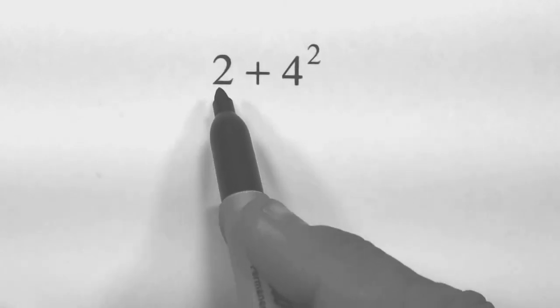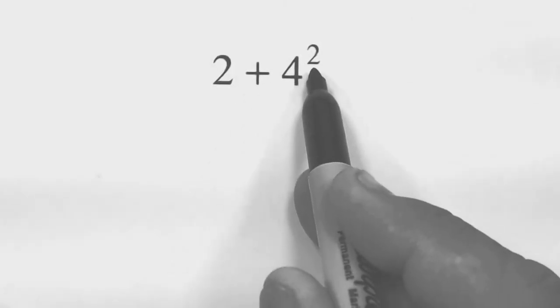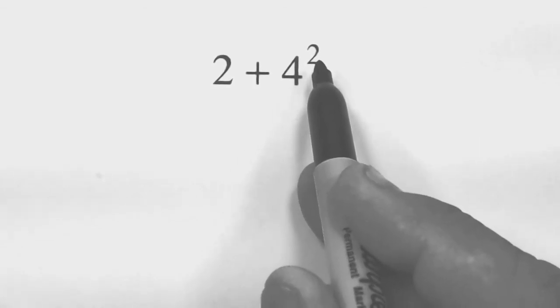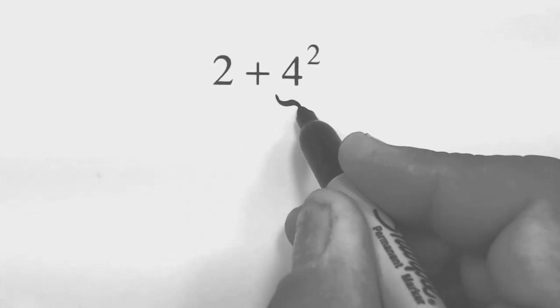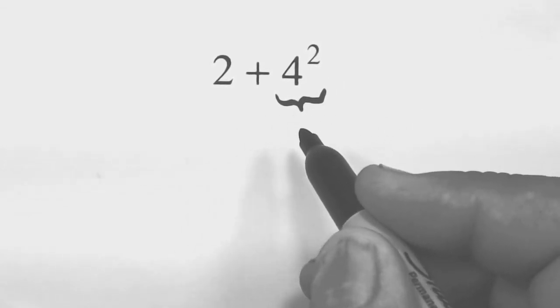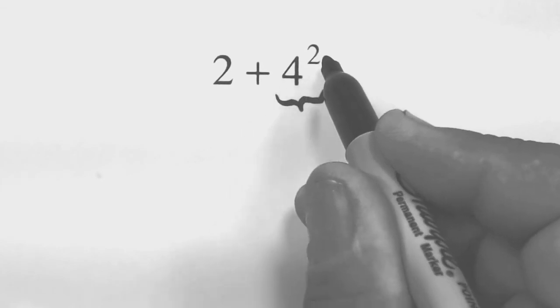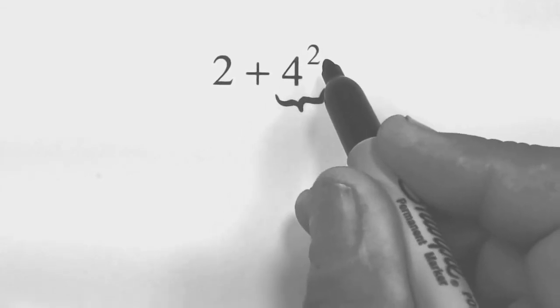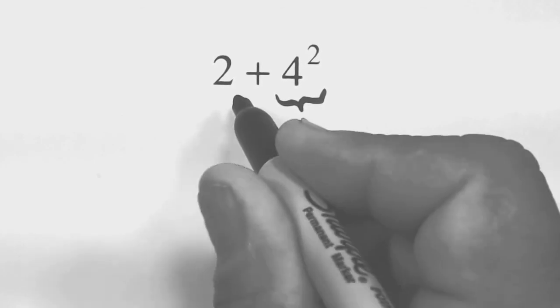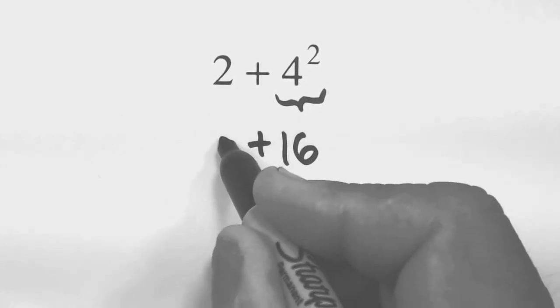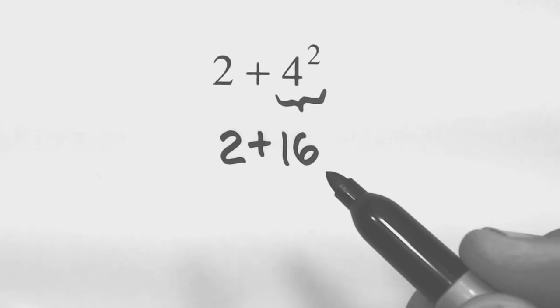Okay, here we have an addition, but we also have a power. Once again, the power is higher in importance than the addition is, so by the order of operations, we have to do any powers or exponents first. 4 squared, of course, means 4 times 4. 4 times 4 is 16. Copy down those parts you haven't used, the plus sign and the 2 in front of it.